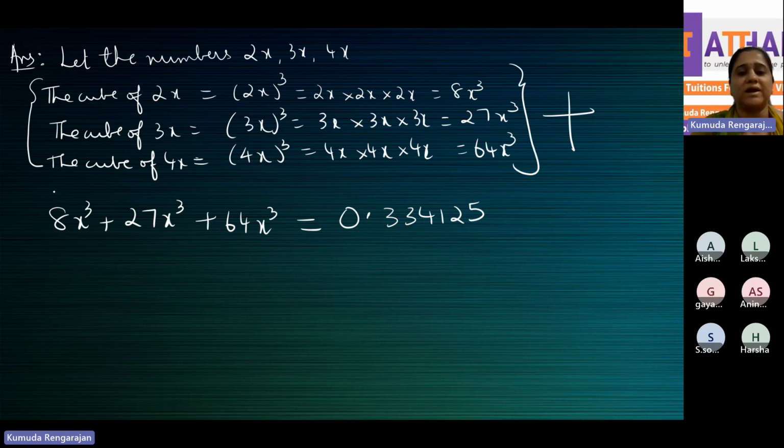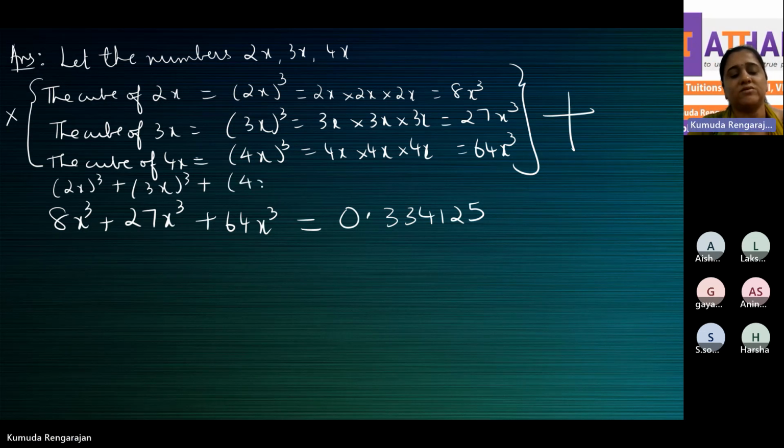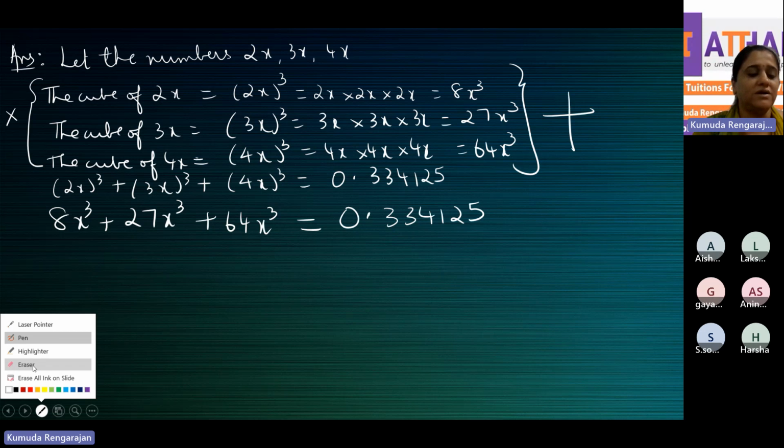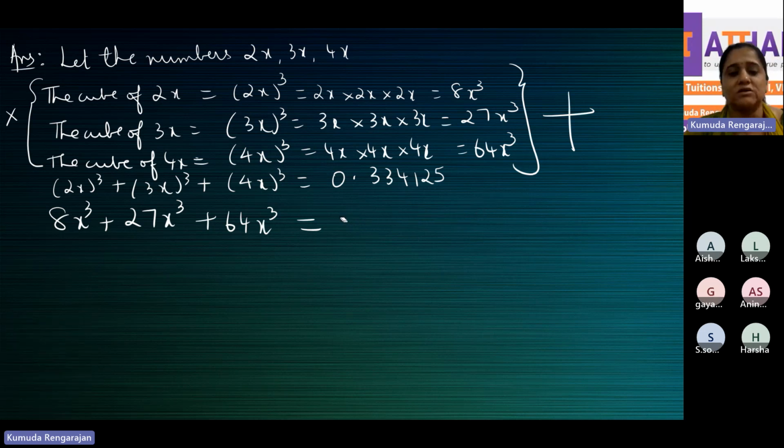What you should actually be writing, without showing these steps, is 2x the whole cube plus 3x the whole cube plus 4x the whole cube is equal to 0.334125. So in the next step, you should convert the decimal to a fraction. You must convert the decimal number to a fraction in the next step itself.